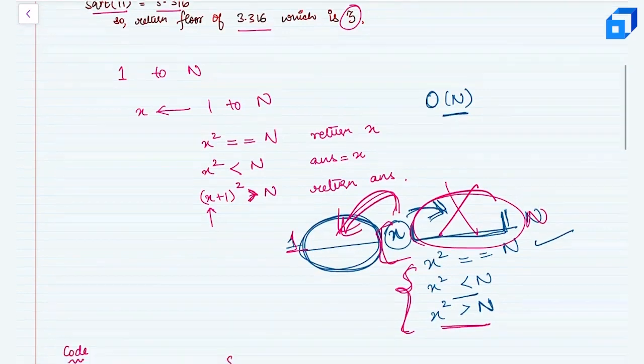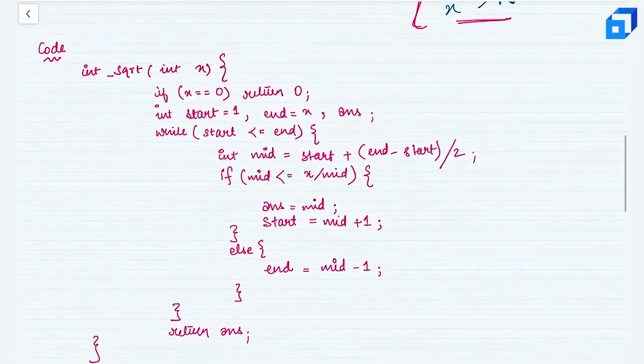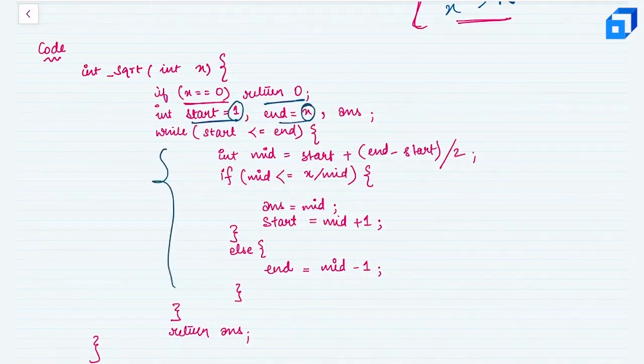So let's see the code for binary search. So here, if x equal to 0, we'll simply return 0, and otherwise we'll put our start to 1 and end to x, right? Now this is going to be the while loop for the binary search. We'll find the mid: start plus end minus start by 2. We have found our mid this way because this will avoid overflow.